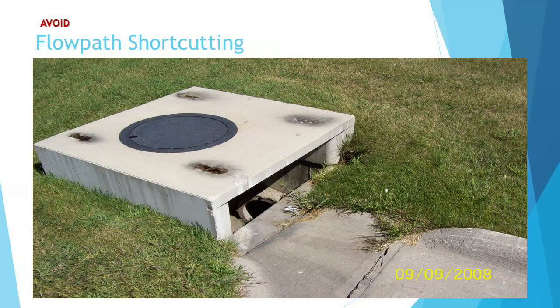Flow path shortcutting. You know, if this is your parking lot and the water goes right towards the outlet, again, there's no way for that water to filter out and be treated. If this outlet was further down and it had to run through some grass or some other pretreatment, again, much, much better.